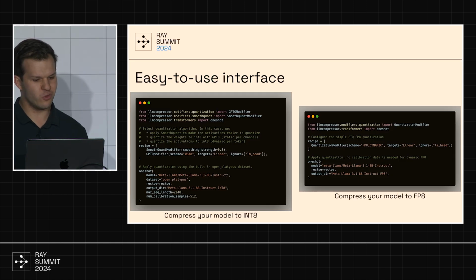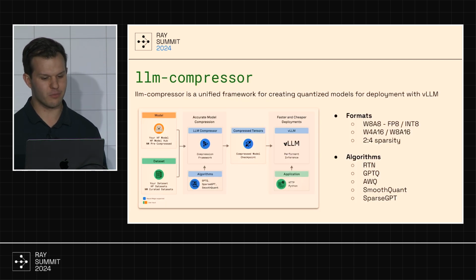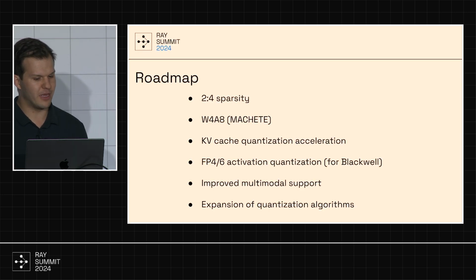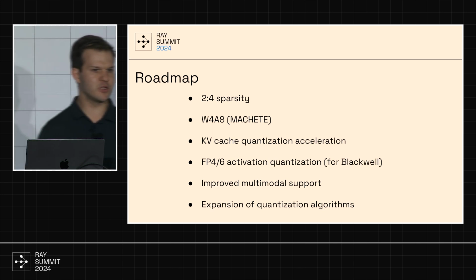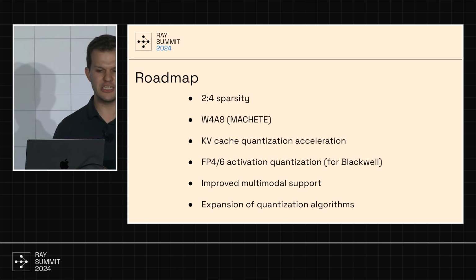I'm going to skip through these because we're running a bit low on time. Please check out llm-compressor on the vLLM GitHub for some examples of how to create FP8 and int8 models for your use case. But I wanted to hit a little bit on our roadmap in terms of where we're going. Obviously, we've gotten the FP8 and int8 support in vLLM into a really good place.